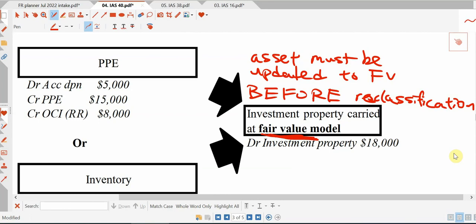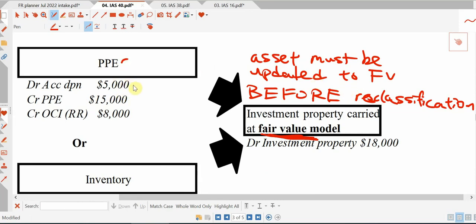Okay, let's move on now. This one is a donkey again, a little star here, because we have a few past questions over the years on this. If the standard requires you to update the asset to fair value, like remeasuring the asset to fair value before the reclassification, you have to start from the PPE first.